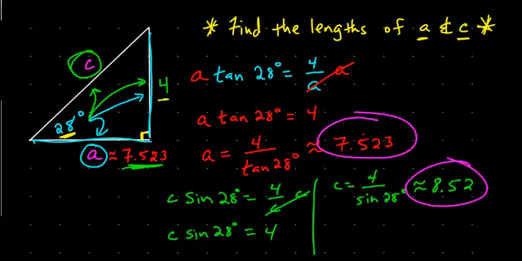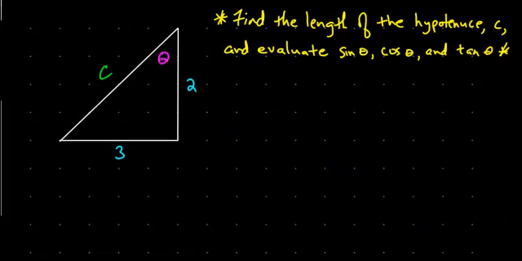We're doing good. We've got 5 minutes left. Let's do another one here. Given this triangle, we don't know what that angle theta is, but we just have theta there. It's a right triangle, and we know the legs are lengths 2 and 3. We want to find the length of the hypotenuse C and evaluate sine theta, cosine theta, and tangent theta.